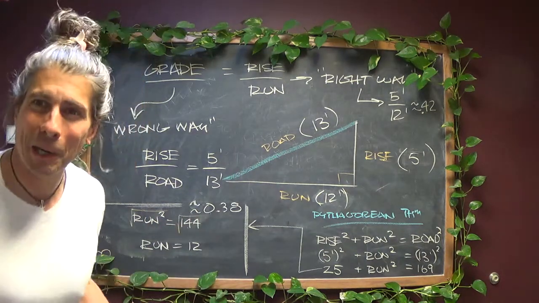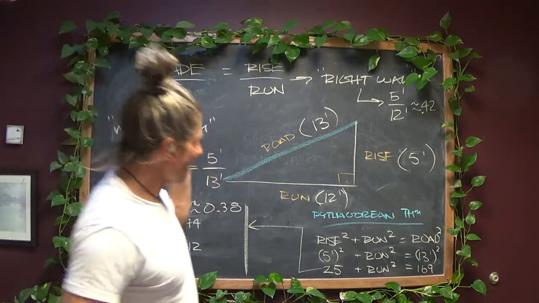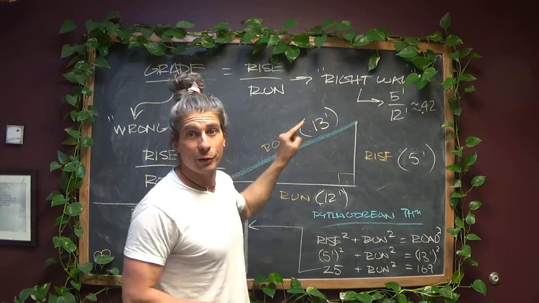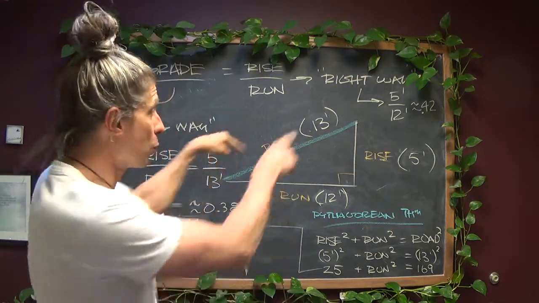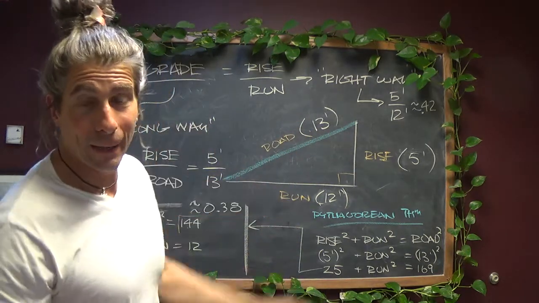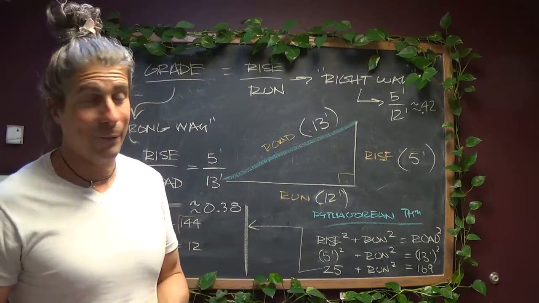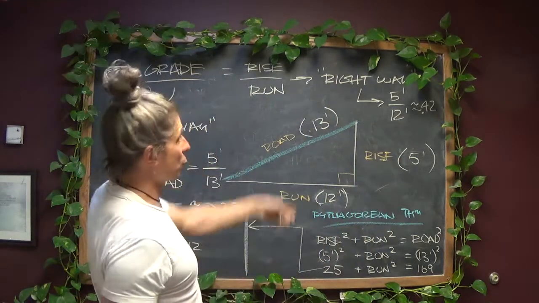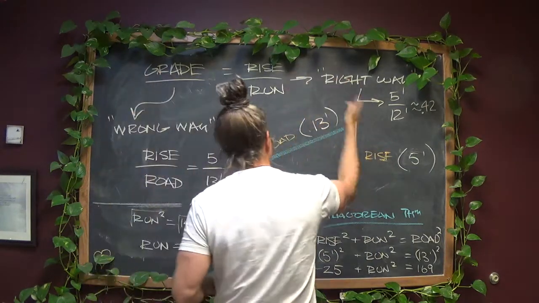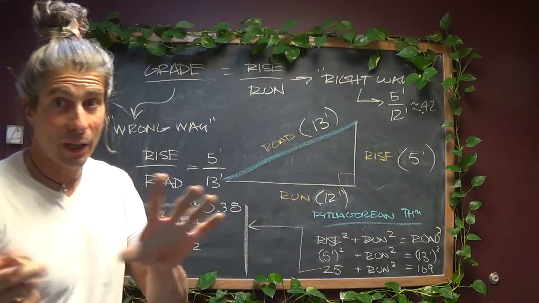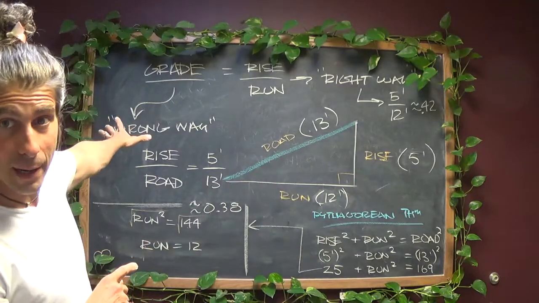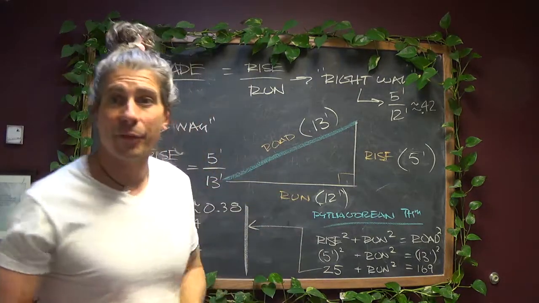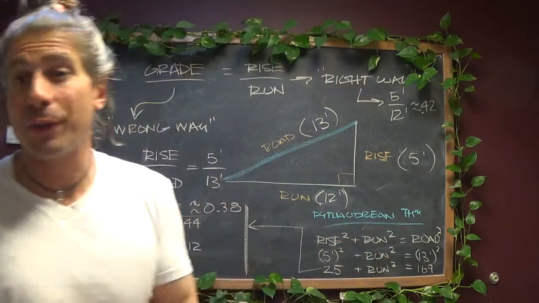I keep dropping chalk, I apologize. It's a way of rectifying and finding the run if you're given the hypotenuse and the rise. You have to have two of those things to find the third. And the two that you're most often going to have, almost in 100% of cases, is you're going to have the rise and the run, in which case you just divide them, or you're going to have the rise and the road, in which case you either divide them if the wrong way is okay, which is contextual, or you solve using Pythagoras and figure it out that way. So there's one of two things you have to do.